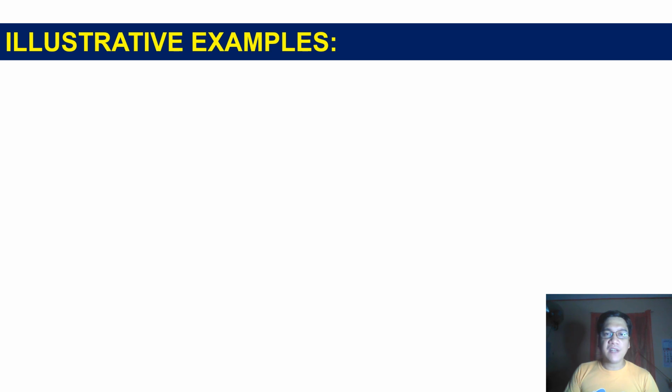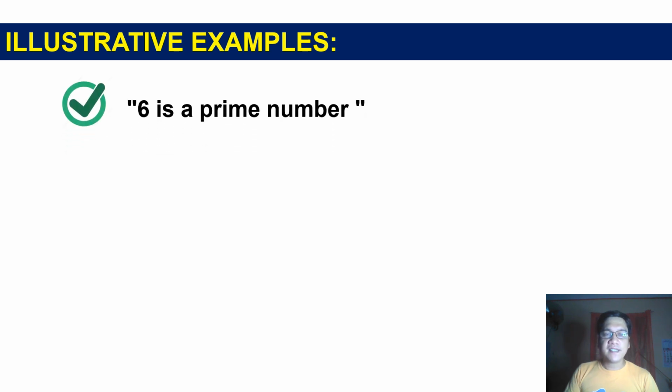Now, let's look at some illustrative examples. First is, 6 is a prime number. So this is a mathematical sentence or mathematical statement because it expresses a complete idea. It can also be judged as either true or false, or we can say whether or not 6 is a prime number. The next example is 6 plus 8 equals 2 times 7. This is also a mathematical sentence because it expresses a complete thought. It is an equation and it can be judged as either true or false.